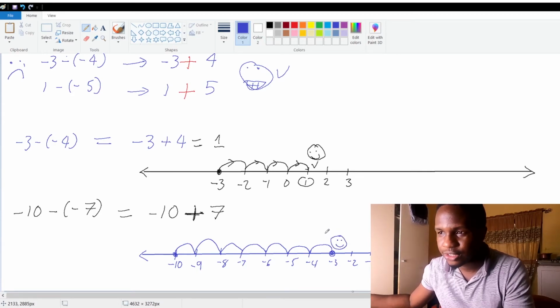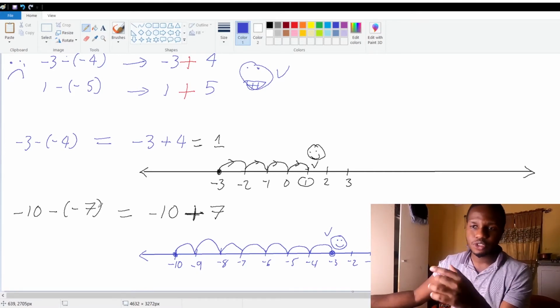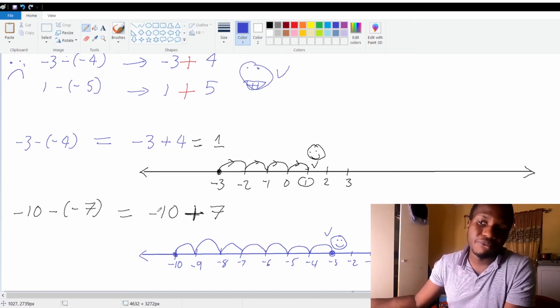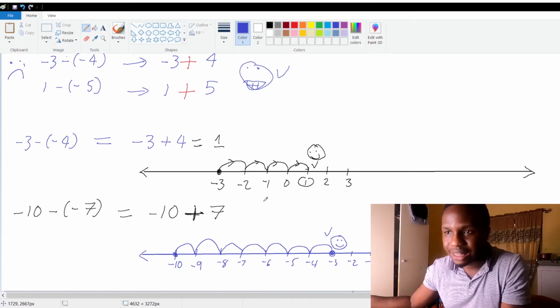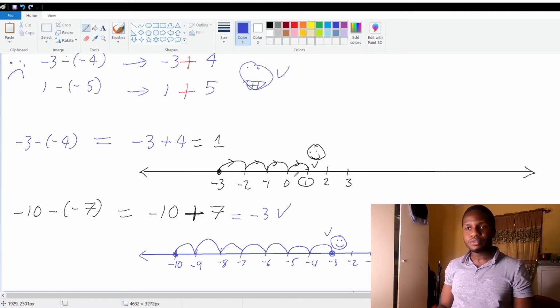Always draw the smiley face. So this is our endpoint. So that means that minus 10 minus minus 7, with the 3 minus signs, triple threat, we can simplify it again to minus 10 plus 7, and this equals minus 3. This is our answer. So I'll give you an exercise.